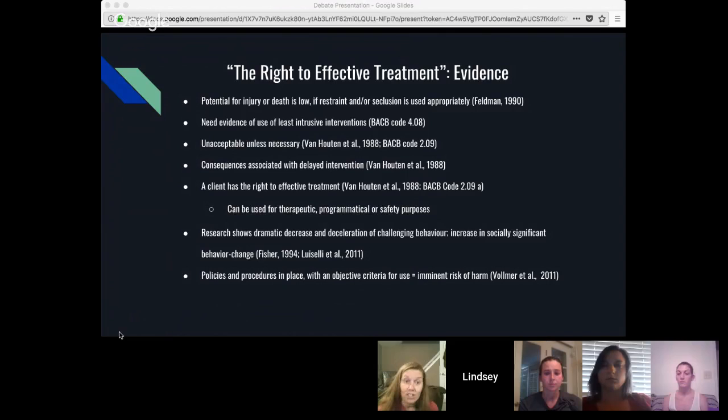But current literature also indicates that when restrictive procedures are used properly and effectively using an evidence-based approach, therapeutically or programmatically, so pre-planned, there are dramatic decreases in challenging behavior and socially significant behavior change. And then just lastly, the ethics involved. So good news, there are federal policies and procedures to follow, and there's always an objective criteria for use of restraint and seclusion, which is the imminent risk of harm.